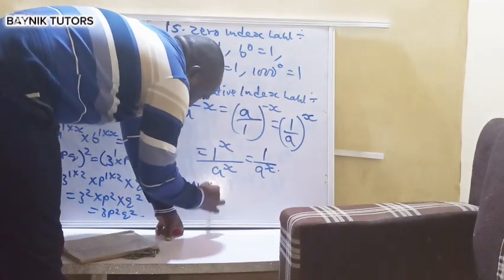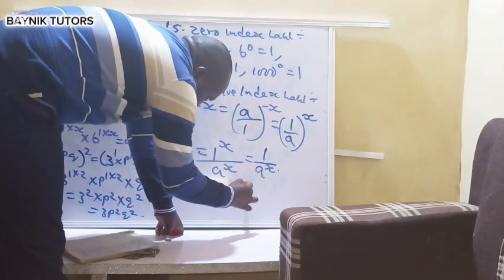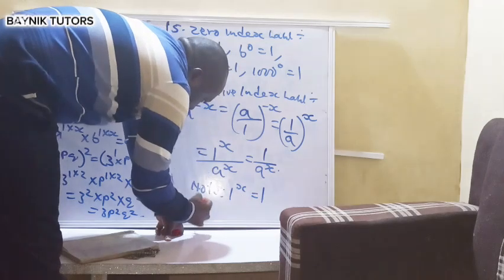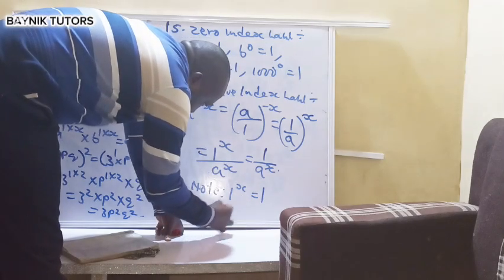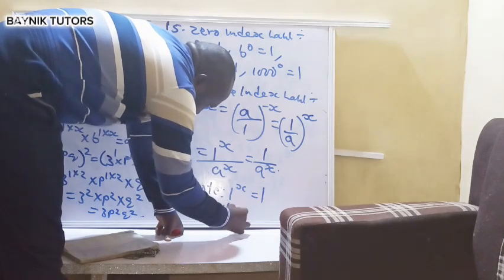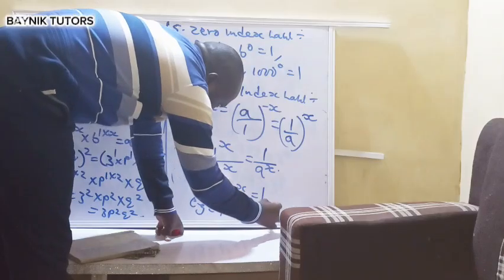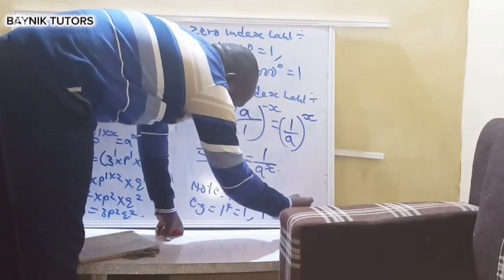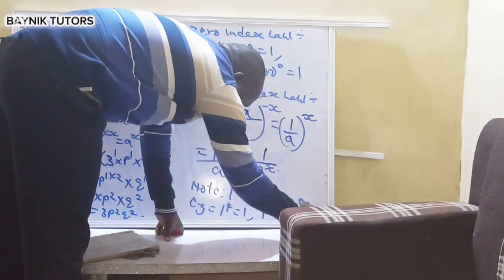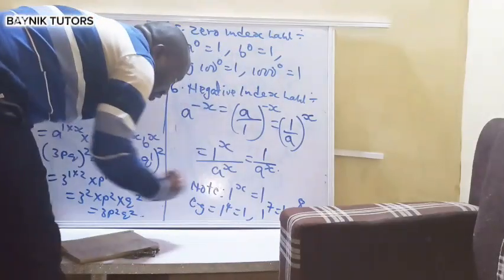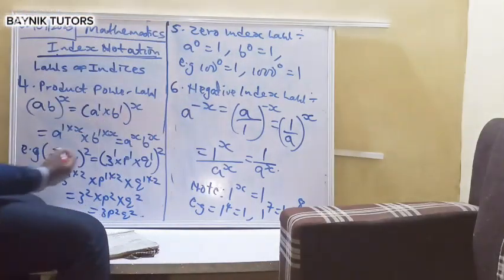Note, 1 raised to power x is always equal to 1. If you have 1 raised to power 4, it is still 1. 1 raised to power 7 is still 1. 1 raised to power 8 is 1. So those are some of the things you all need to take note of there.